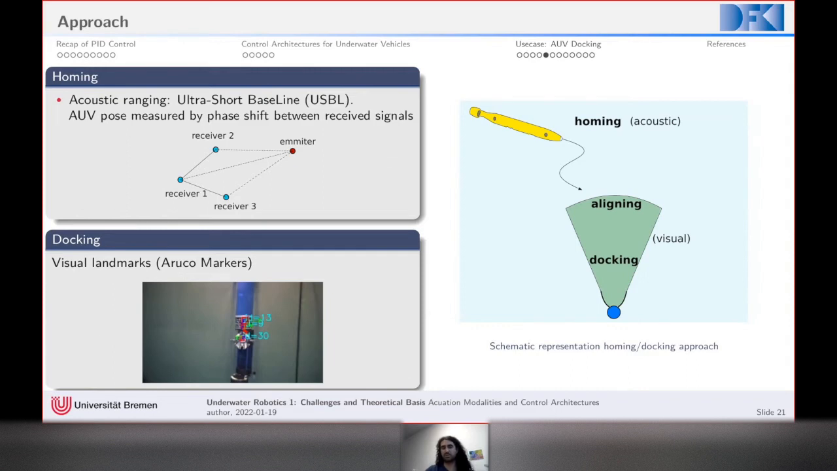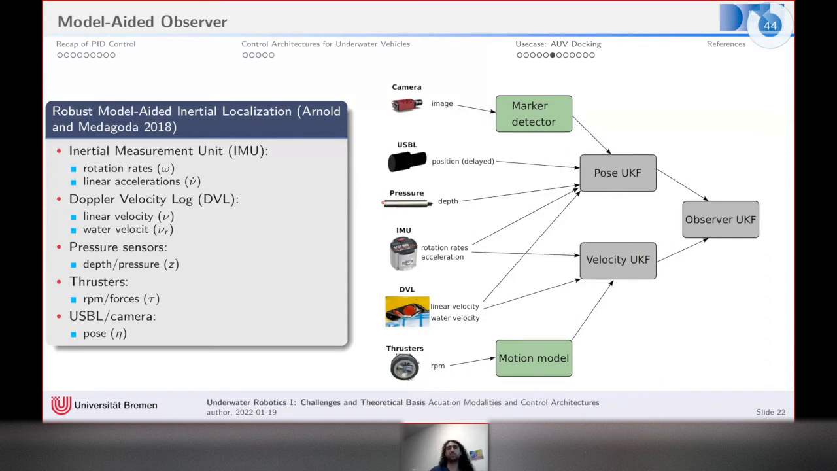However, these are not the only sensors that are used here. To talk a bit more about this observer that we have, I'm not going to go so much into the details of what an unscented Kalman filter is, but it's an observer. It's a model-aided inertial localization based on an unscented Kalman filter. And the sensor suite that we have on the vehicle is what I just mentioned earlier. There's a camera with marker detection for close range, and there is a USBL for long range or for the homing.